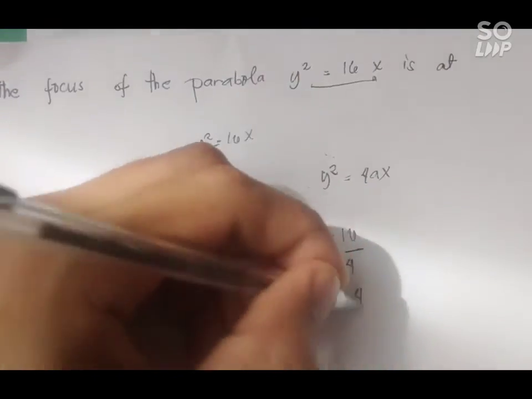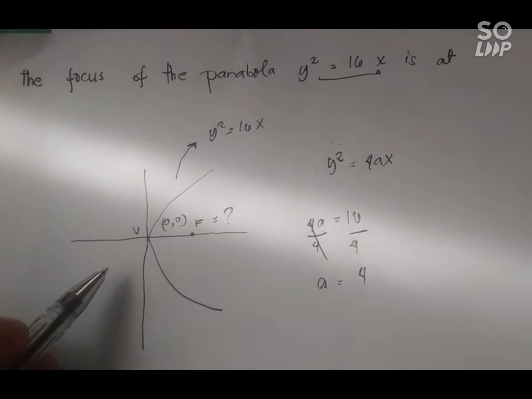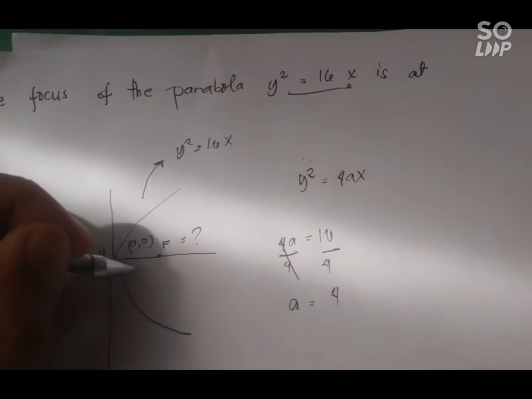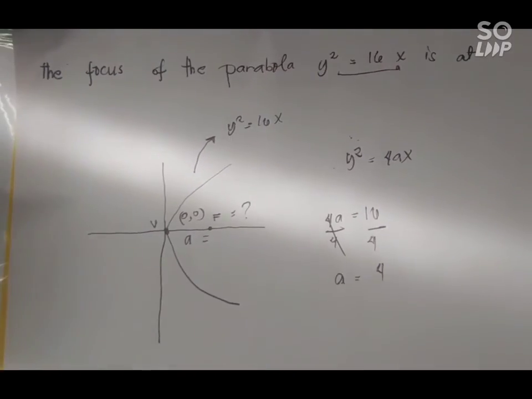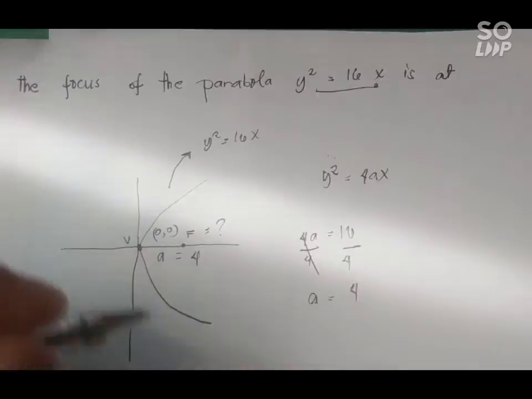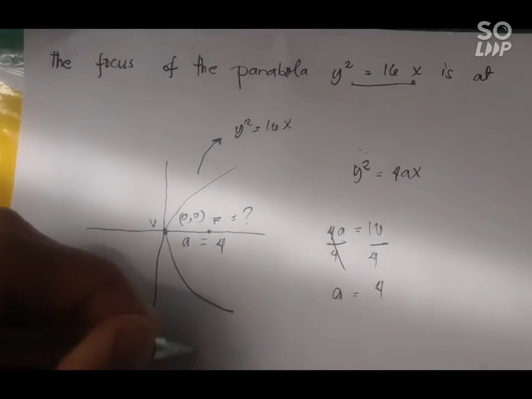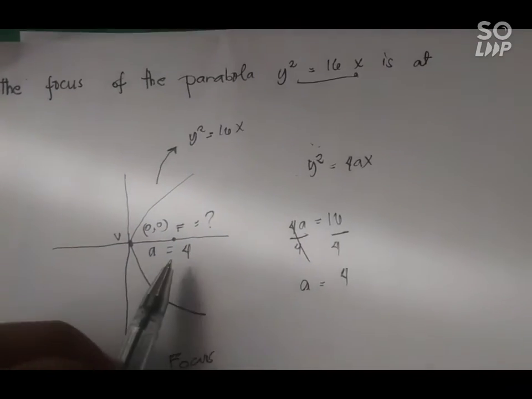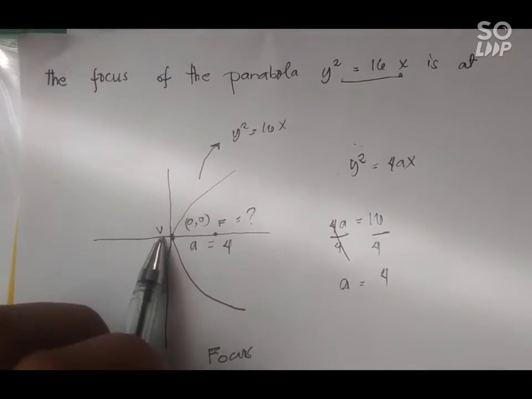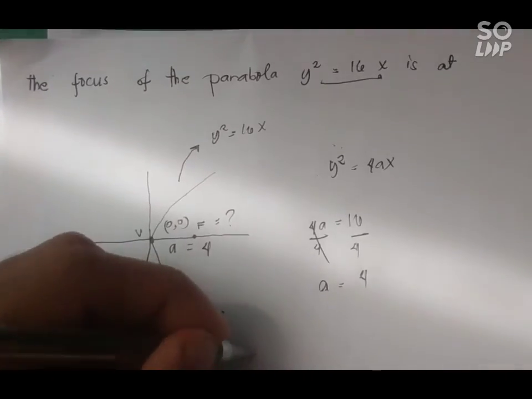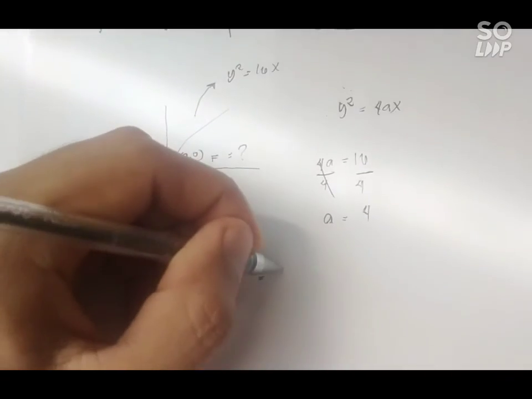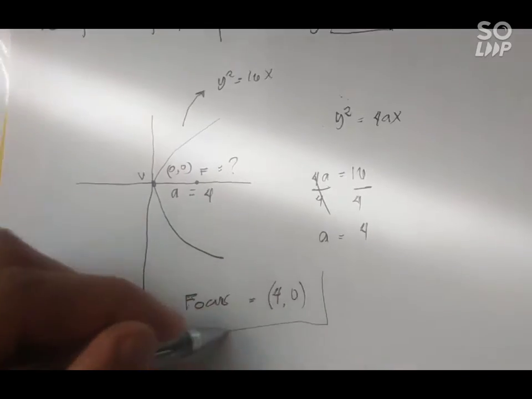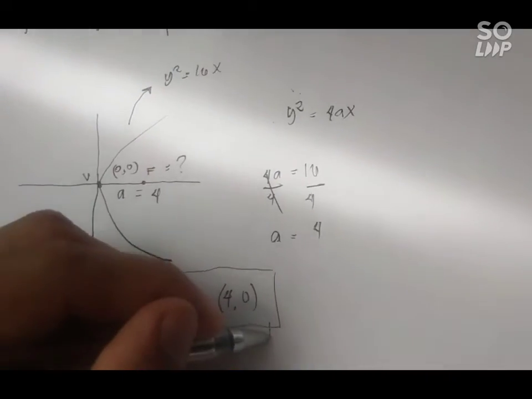a is 4, so which is ang atong a is the distance between the focus and the vertex, so which is ang a nato is 4. So ang focus day nato, focus is nakaalong man siya sa atong x axis, which is ang atong vertex is 0, so which is ang atong focus naa day sa 4, 0 na day ato focus na.